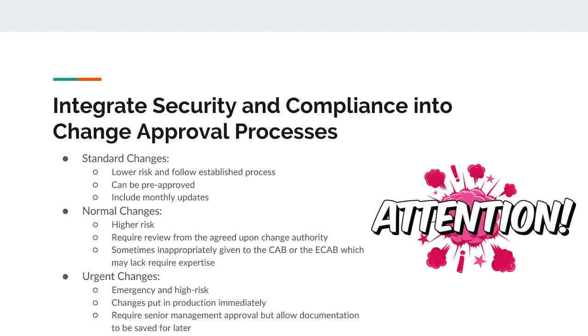Third, we have urgent changes. They are emergency and consequently potentially high-risk changes that must be put into production immediately. We know them as urgent security patches or restoration of services. They often require senior management approval, but allow documentation to be performed after. A key goal of DevOps practices is to streamline our normal change process such that it is also suitable for emergency changes.